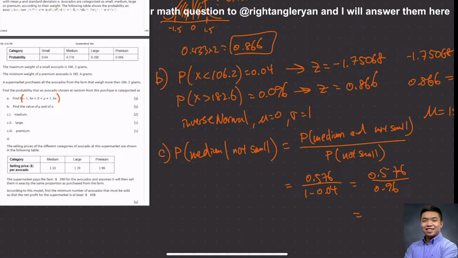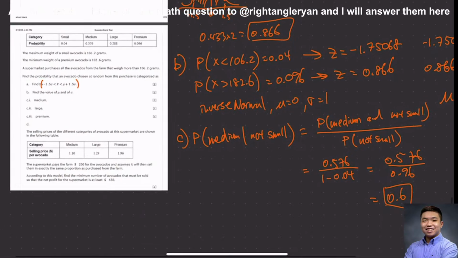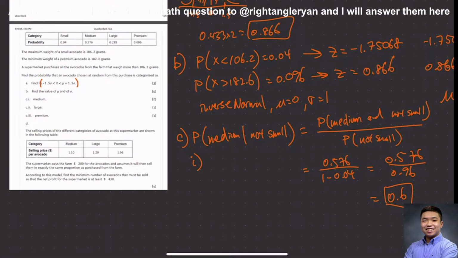Answer is, what's that number? 0.576 divided by 0.96 is 0.6. Okay, so that's the solution for part C. C1 is that. Now C2.